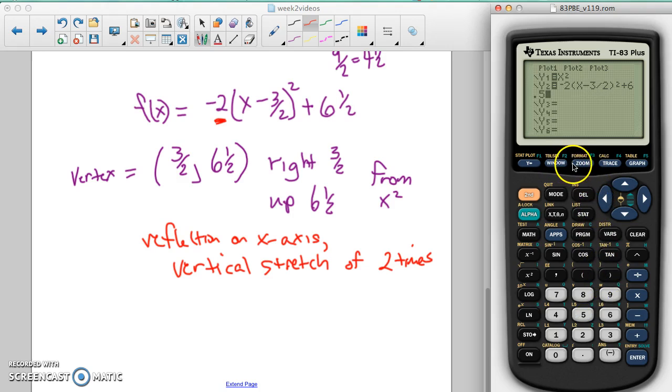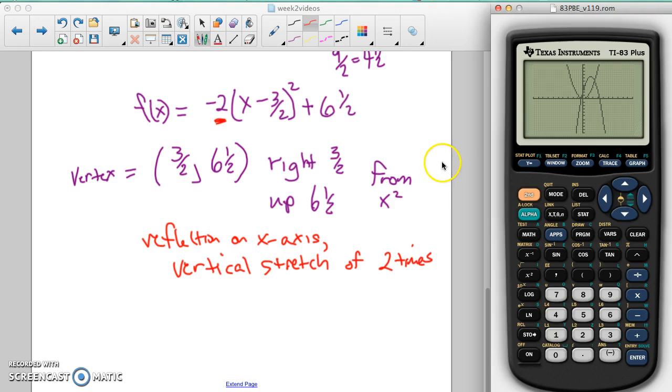Alright, now I'm going to zoom on 6 standard. There's our original graph, and here's the other graph. So as you can see, it's moved over 1.5 and up 6.5, and it's flipped over the x-axis, and it's a little narrower. It's twice as narrow. You can see that this is wider. This one's going up twice as fast, or going down actually twice as fast.